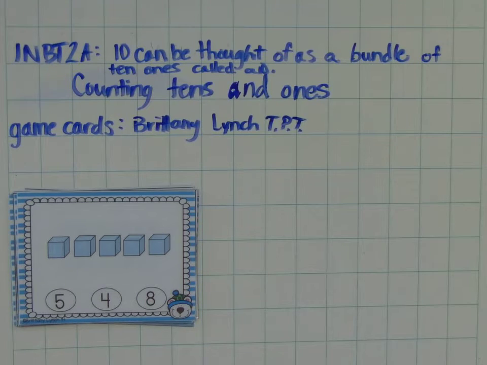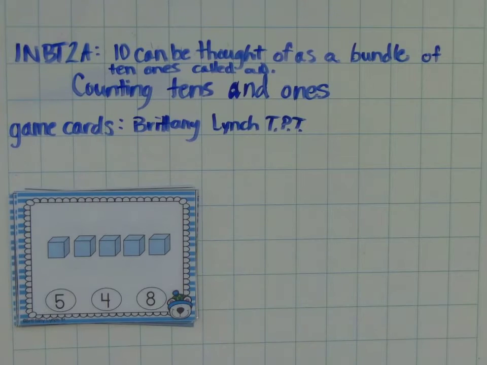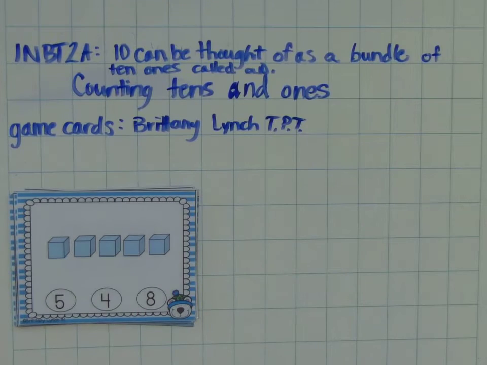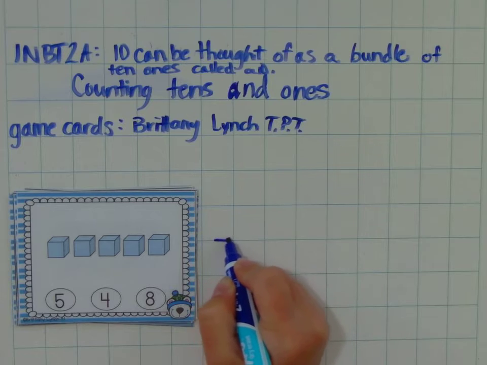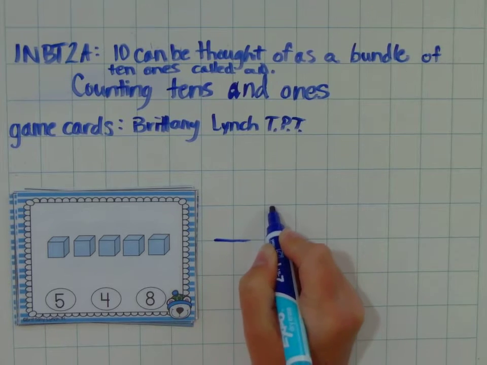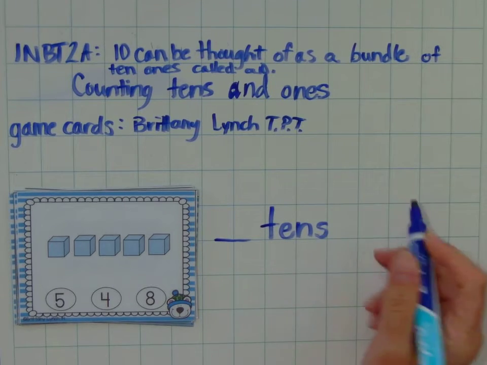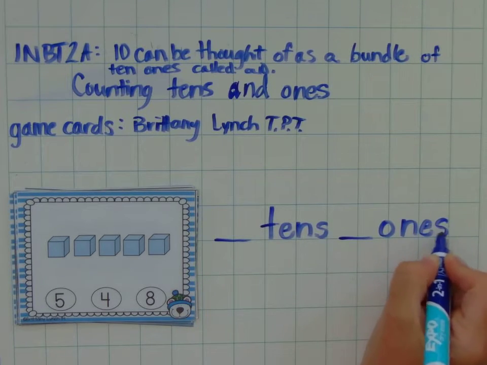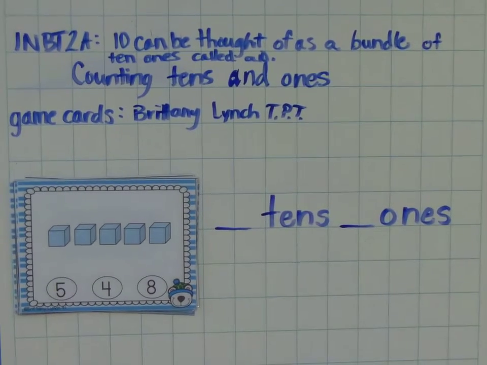This game is a fun counting game. To practice counting our tens and our ones, the standard is 1.NBT.2a. 10 can be thought of as a bundle of 10 ones called a ten. So what we are going to do on your board, you're going to write a blank tens and blank ones. And then we are going to actually draw our own tens and ones underneath that go with the card.